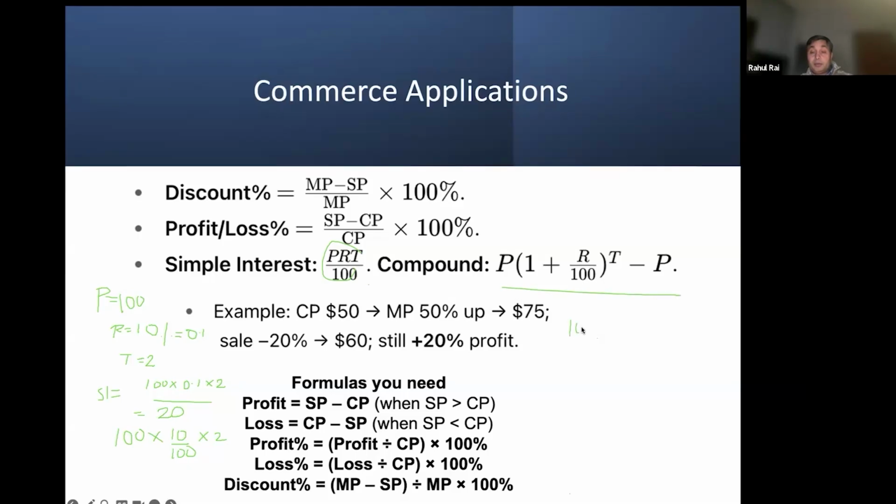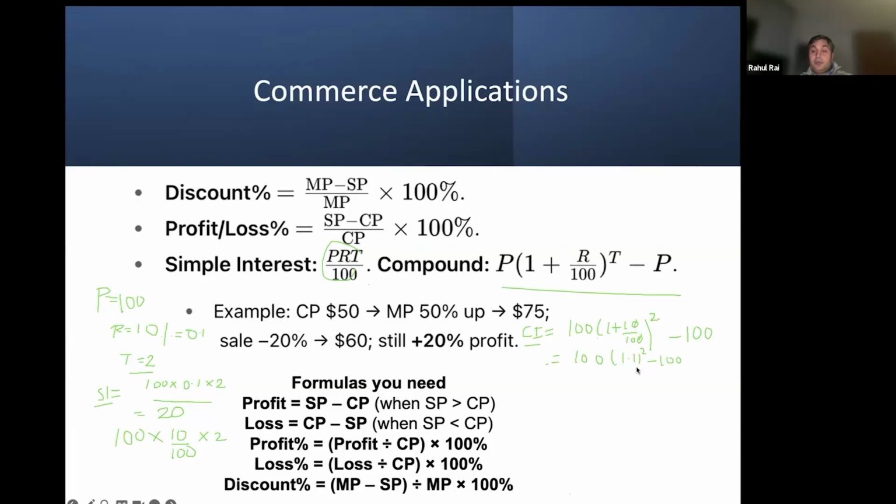So let's use this equation. P is 100, 1 plus R, where R is 10, 10 divided by 100, to the power 2, because time is 2 years, minus 100. That will be the compound interest. Let's write this with the abbreviation CI, compound interest, and SI is simple interest. So let's calculate this now. This will be 100 times 1.1 squared, minus 100. How are we getting 0.1? 10 divided by 100 is 0.1.